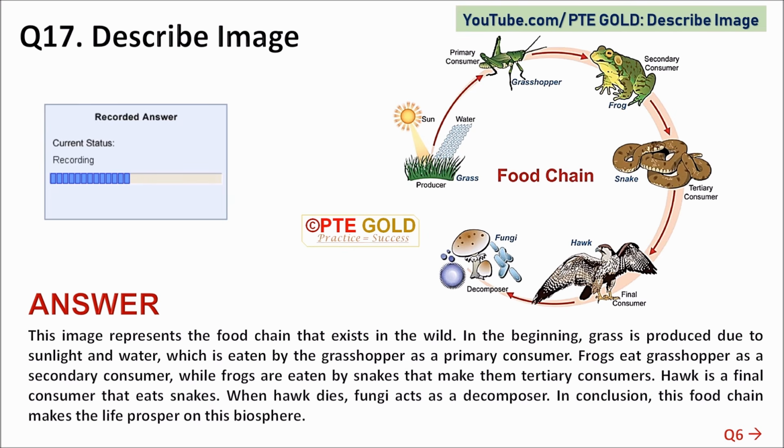Hawk is a final consumer that eats snakes. When the hawk dies, fungi acts as a decomposer. In conclusion, this food chain makes life prosper on this biosphere.